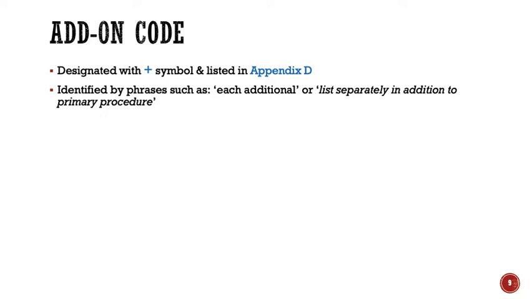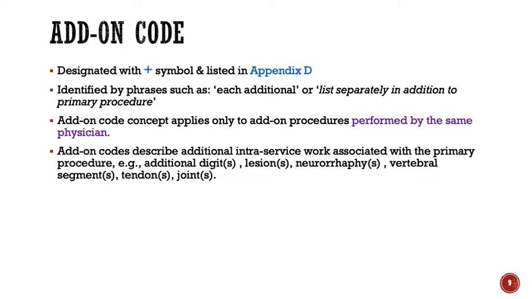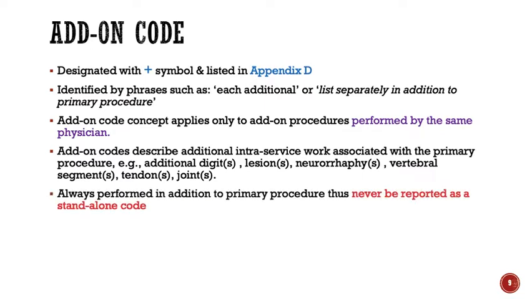Now, what is an add-on code? Add-on codes are designated with the plus symbol and listed in Appendix D of the CPT book. These codes are identified by phrases such as each additional or list separately in addition to primary procedure. The add-on code concept applies only to add-on procedures performed by the same physician. These add-on codes describe additional intra-service work associated with the primary procedure, for example, additional digit, lesion, neuroplasty, vertebral segment, tendon, or joint. These procedures are always performed in addition to the primary procedure, thus never reported as a standalone code. Finally, add-on codes are always exempt from Modifier 51.